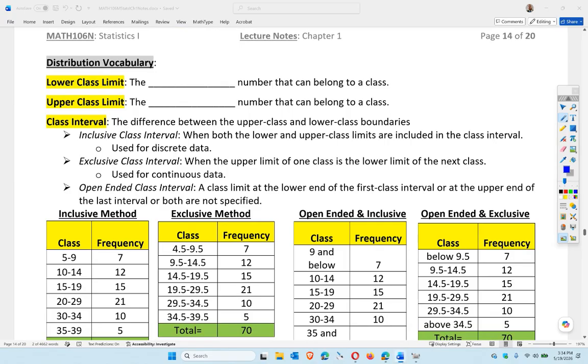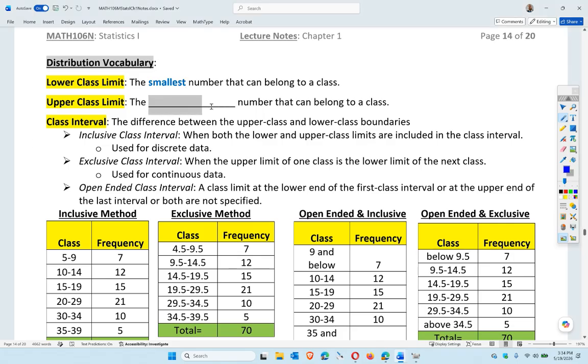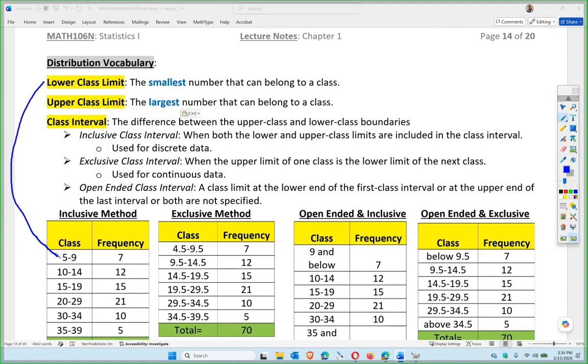Okay, so we need to calculate the smallest and the largest number for each class, basically. A class is what they call a group, basically. What's in each group. So 5 right here is the lower class limit, and the upper class limit is 9, right? Also, the 10 is the lower class limit, and the 14 is the upper class limit, right? So there are 7 of them between 5 and 9. As to what they are, I have no idea, basically.